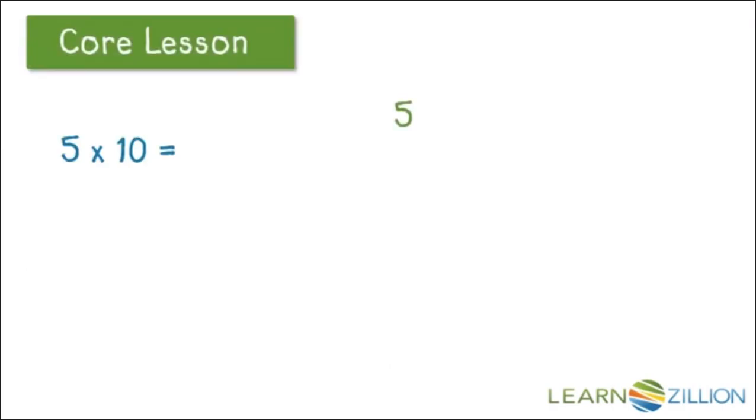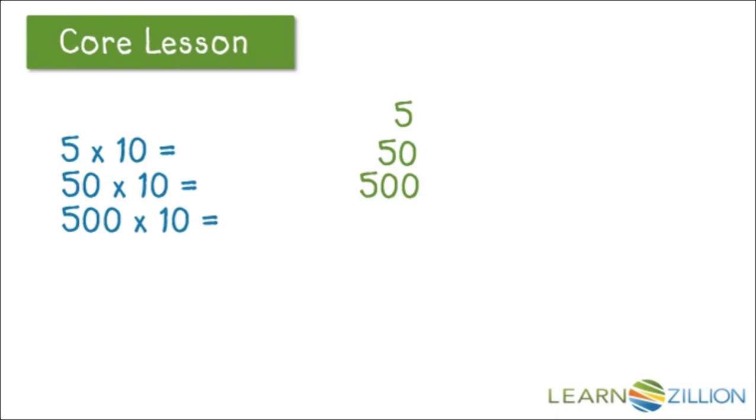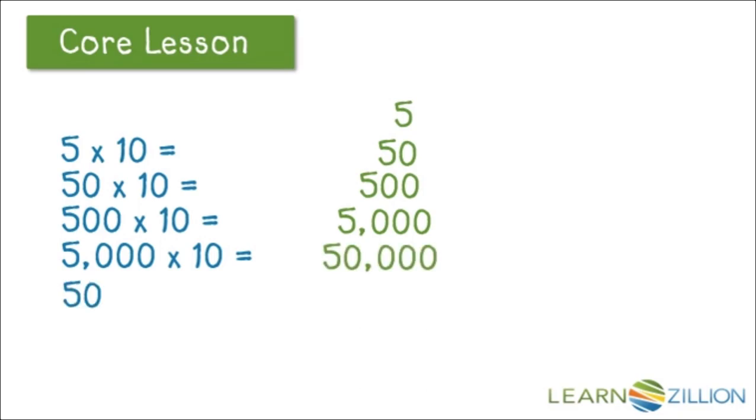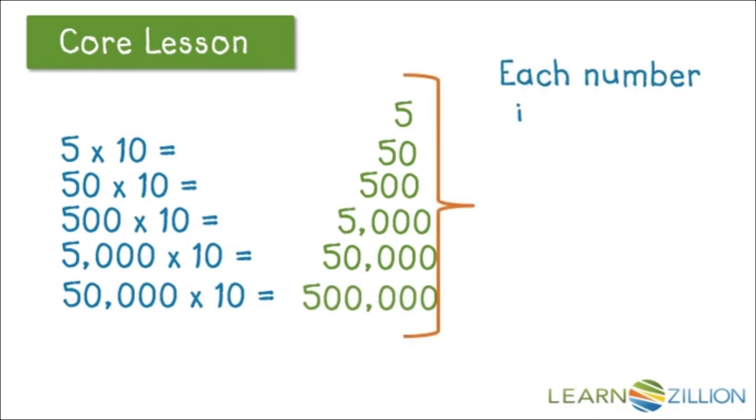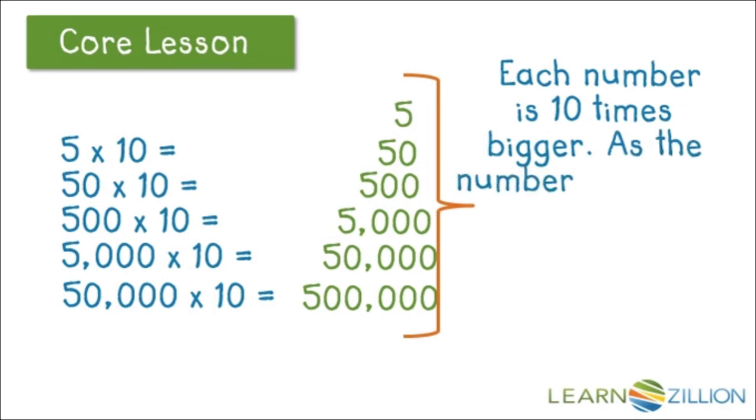Let's write these numbers and look at it in a different format. If we have a 5 and we multiply by 10, we get 50. If we multiply 50 by 10, we get 500. 500 by 10, we get 5,000. 5,000 times 10 makes 50,000. And 50,000 times 10 equals 500,000. Each number is 10 times bigger.